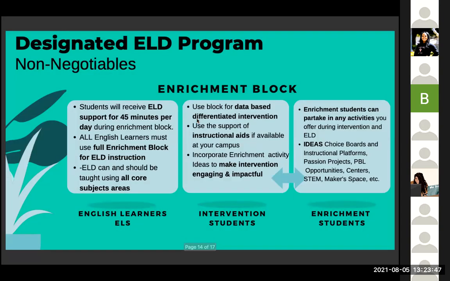So let's break it down a little bit more. And these are non-negotiables. So I really need to come off strong with this. If you have English learners, they will be spending the 45 minutes working on English language enrichment. It's designated to English language lessons only. So let's just look at the English learners right here.